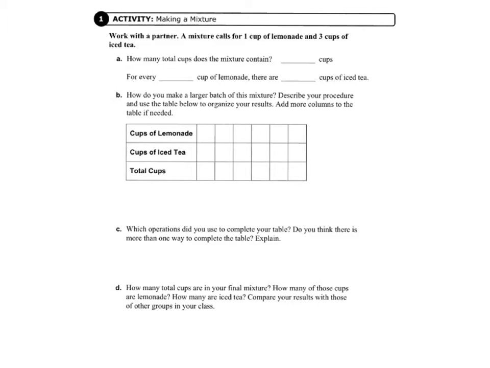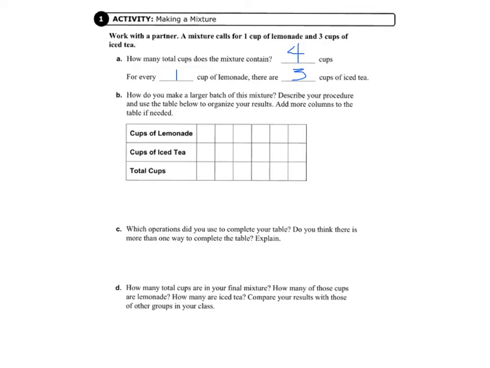So we need to look back up at our directions and think clearly. It says we have 1 cup of lemonade and 3 cups of iced tea. So if we add that up, that gives us a total for our mixture of 4 cups. And it says for every 1 cup of lemonade, there are 3 cups of iced tea.